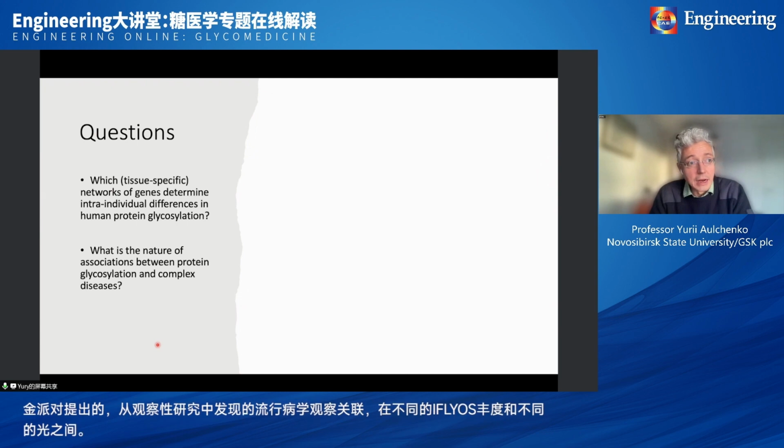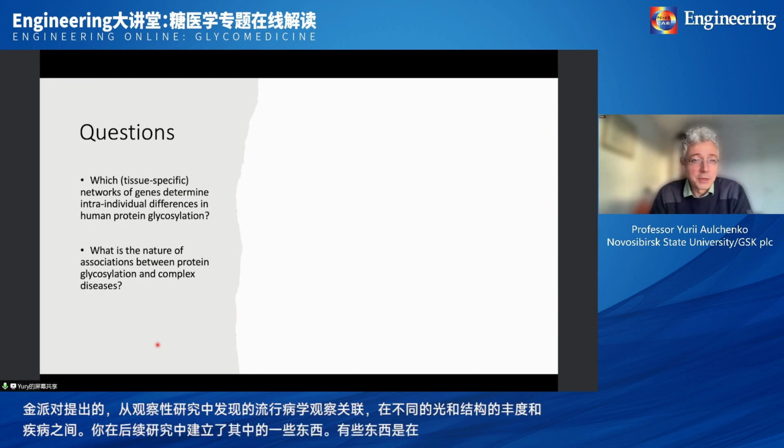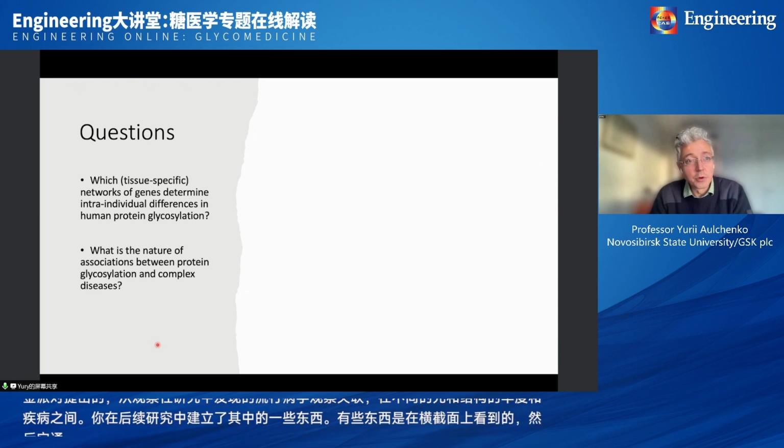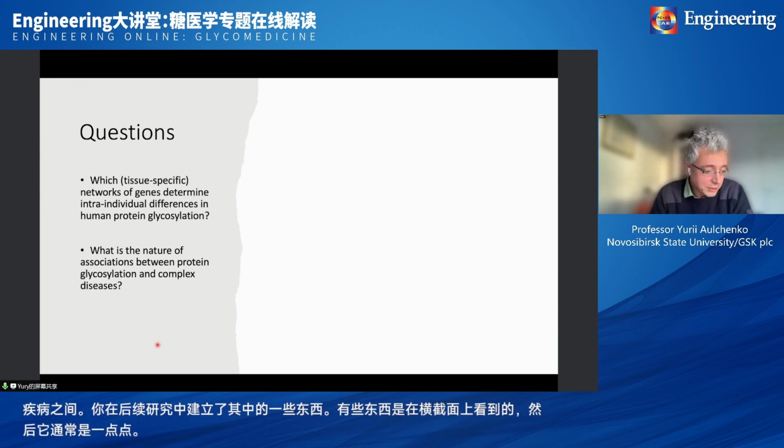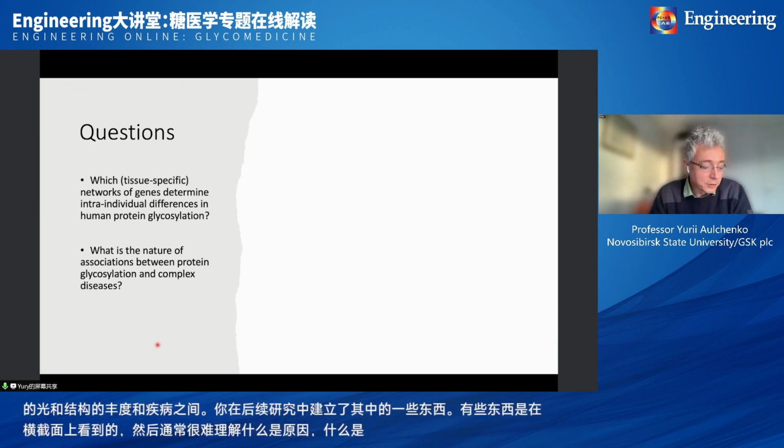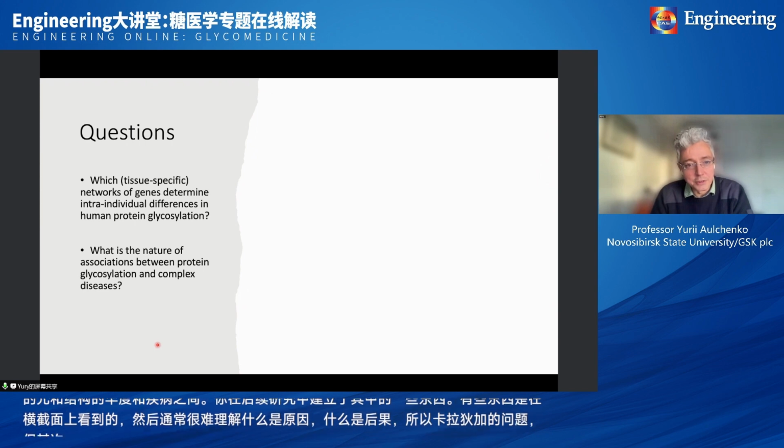And some of these things were established in follow-up studies. Some of the things are seen in cross-sectionals. And then it is often a little bit difficult to understand what is the cause and what is the consequence. So the question of causality, but secondly, what is the mechanism underlying these associations?